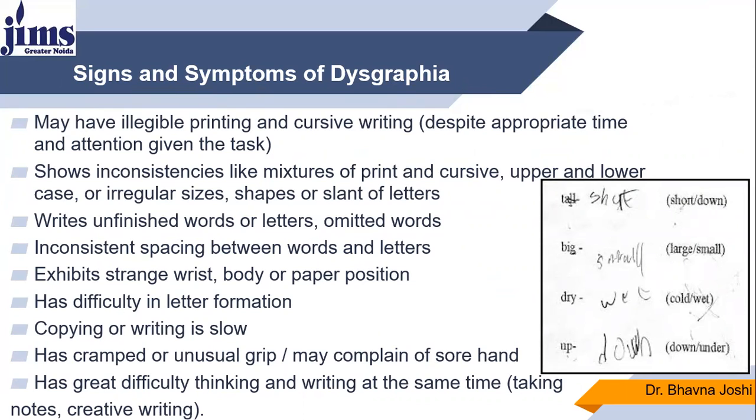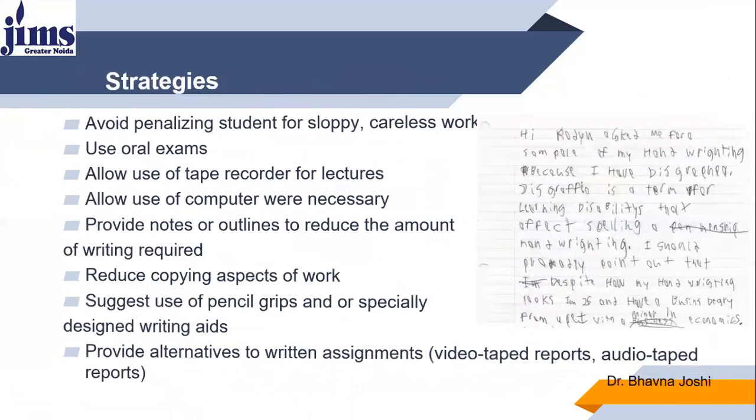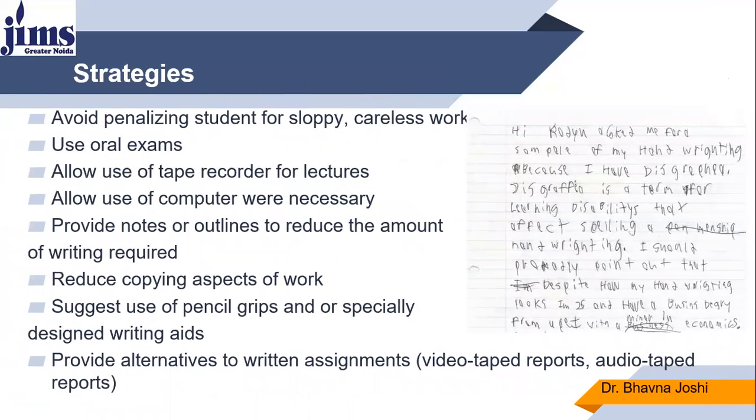They have difficulty in letter formation, copying and writing is very slow. They have a very unusual, cramped grip, and a sore hand. They have great difficulty thinking and writing at the same time. This is a problem for them. You can see one of the samples of the writing of dysgraphia students.